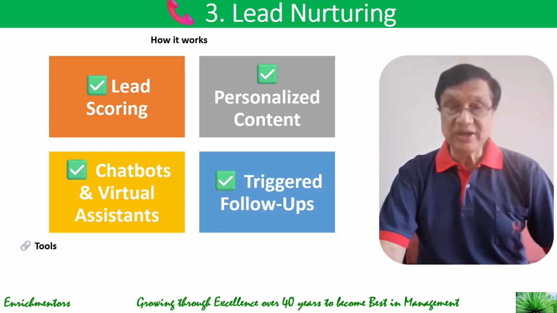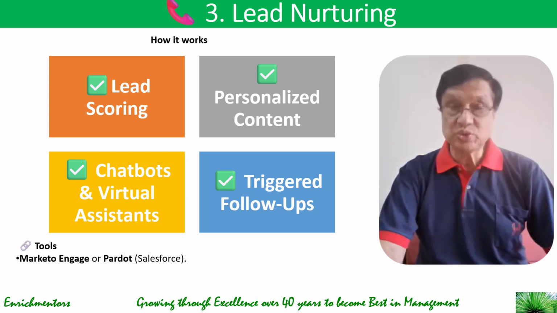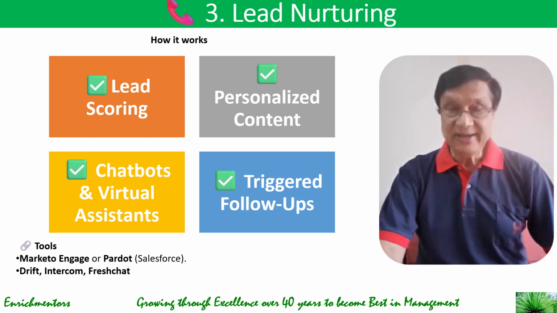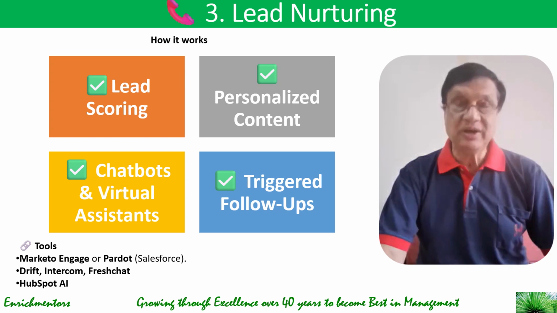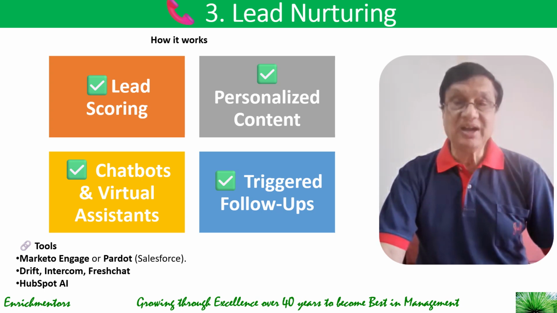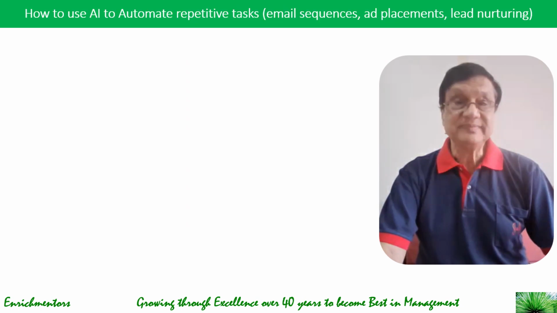What are the tools you can use for this? Marketo Engage or Pardot from Salesforce for AI-driven lead nurturing are two of them. Then there is Drift, Intercom, and Freshchat for chatbot-based lead nurturing. And lastly, there is HubSpot AI for lead scoring and predictive content recommendations. So these are the various ways of making use of AI for lead nurturing.